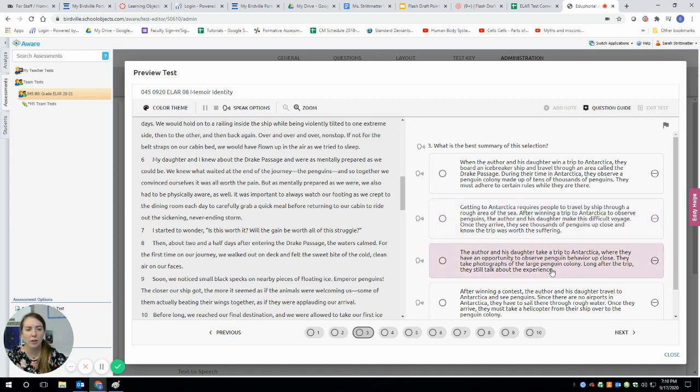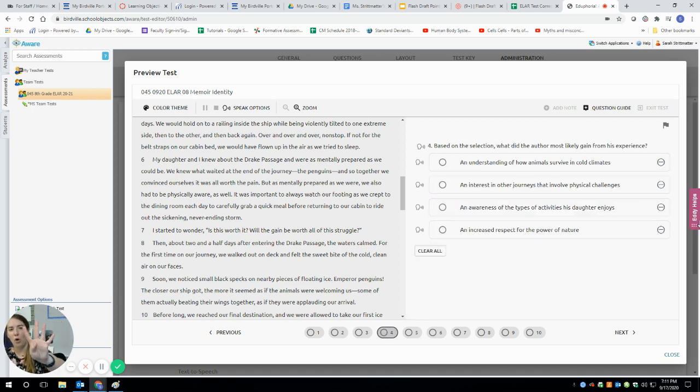C is a really close answer. A lot of you guys picked C. The trouble is it doesn't talk enough about the passage and going to Antarctica and how they get there. So they just focus on the penguins. So that's not the best answer. So the best answer is B. Here we go. The correct answer is B because the summary has a beginning, middle, end, and includes the author's main message. One more time, the correct answer is B because there is a beginning, middle, end, and it includes the author's main message. All right, let's go ahead and move on to question number 4.